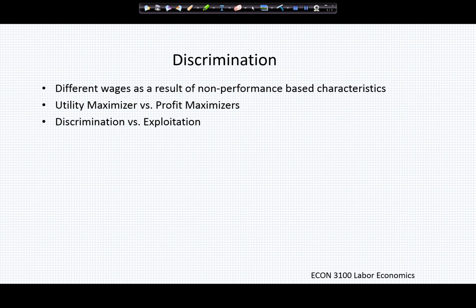They're seeking to ingratiate themselves. They're seeking to satisfy themselves. They care less about profit than they do about getting beyond personal differences. So they're utility maximizers. Sometimes in these markets, we have to differentiate between outright discrimination and exploitation.